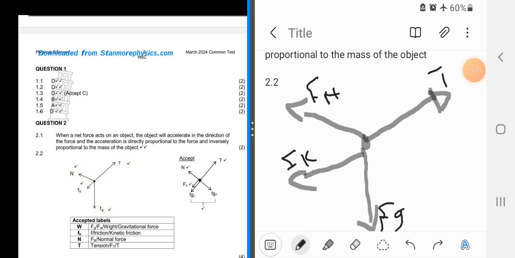So in the memo they have stated them like this. It's either you accept the first one or the second one. You're going to be marked when they want a free body diagram. They want you to show that you know the normal force, gravitational force, and all that. They want to know you know what is being applied there.